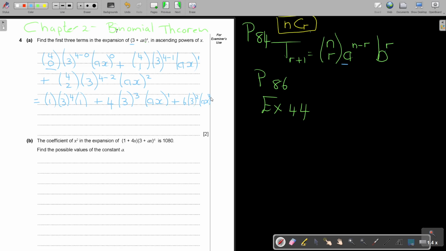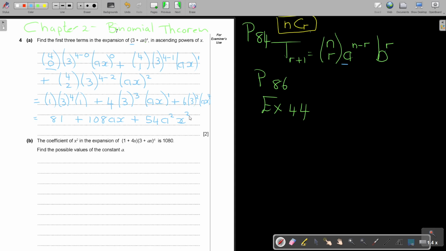Okay, and then I'm simplifying this. So 3 to the power of 4, what will that be? 81. That's the first term. Now 3 to the power of 3 is 27, times 4, so it's 108ax. And then 3 to the power 2 is 9, times 6, and it's 54a squared, multiplying the 2 in x squared. Okay, and that is the first three terms.